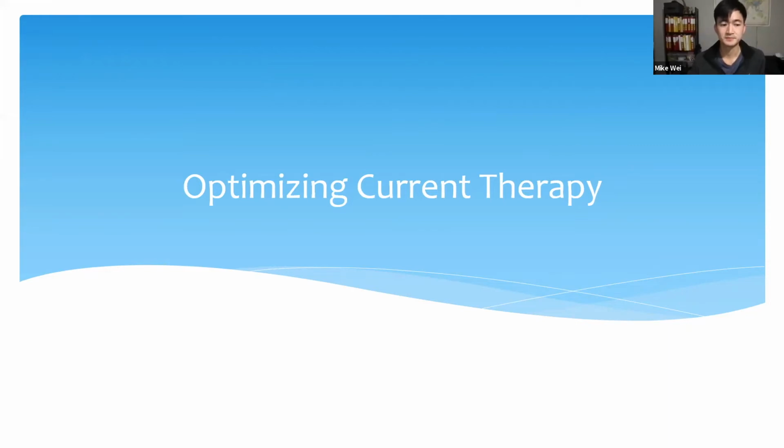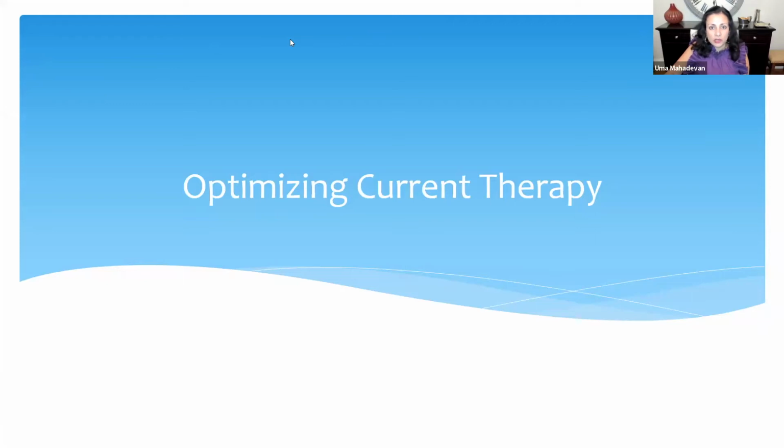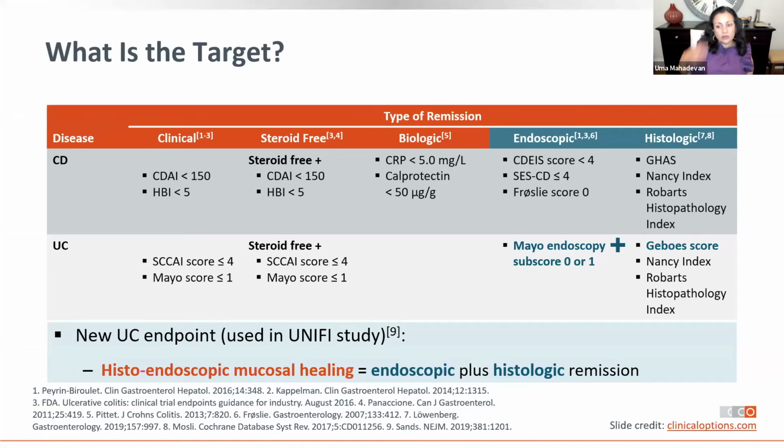Thank you. Great. Okay, so we're going to go on to the second section, which is optimizing current therapy. So you're in the clinic, somebody comes in, how do you know what to do? How do you measure? This is a slide that looks at what is a target. You've heard a lot about treat to target. So what is a target?